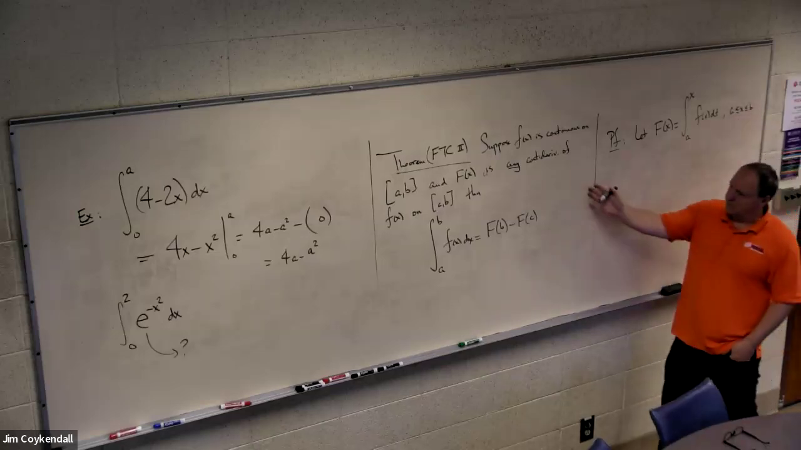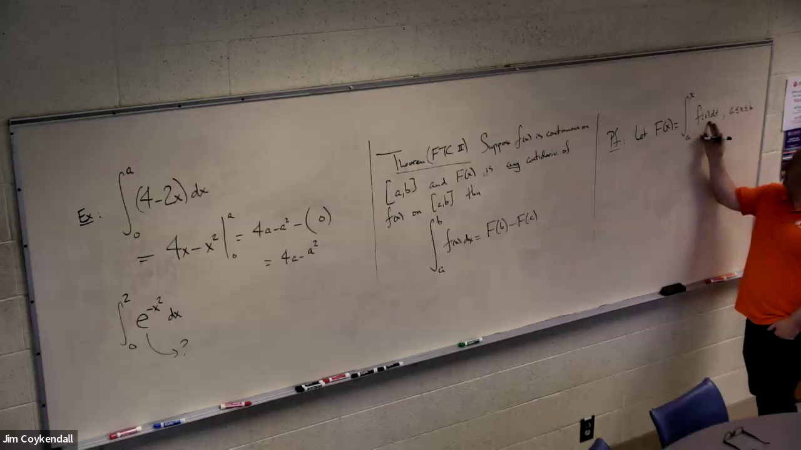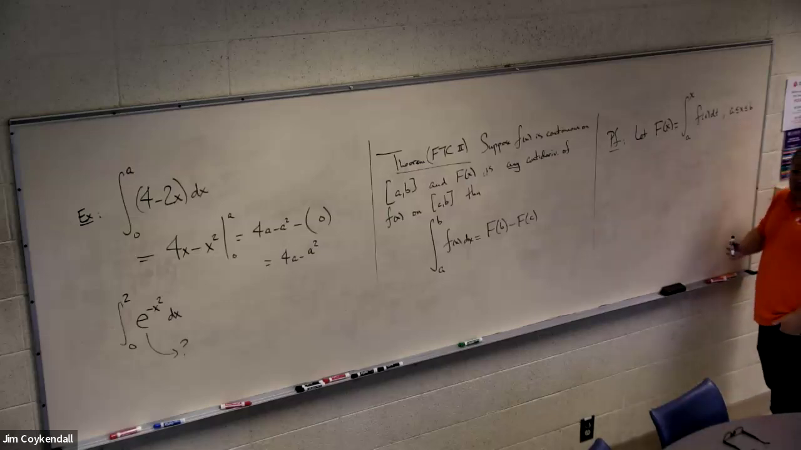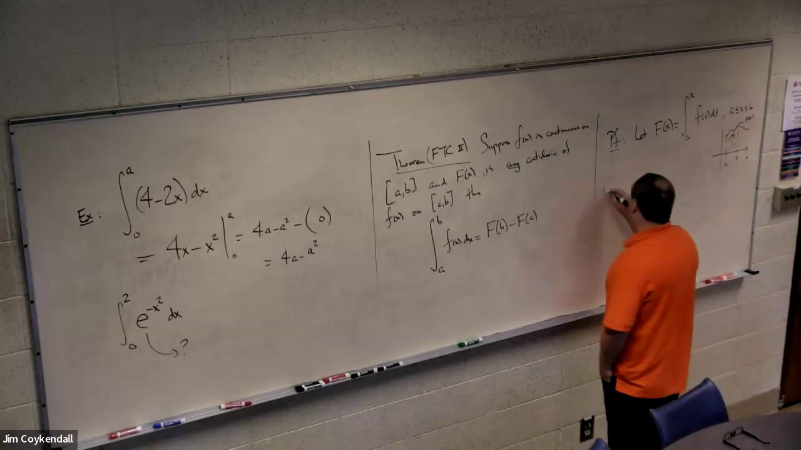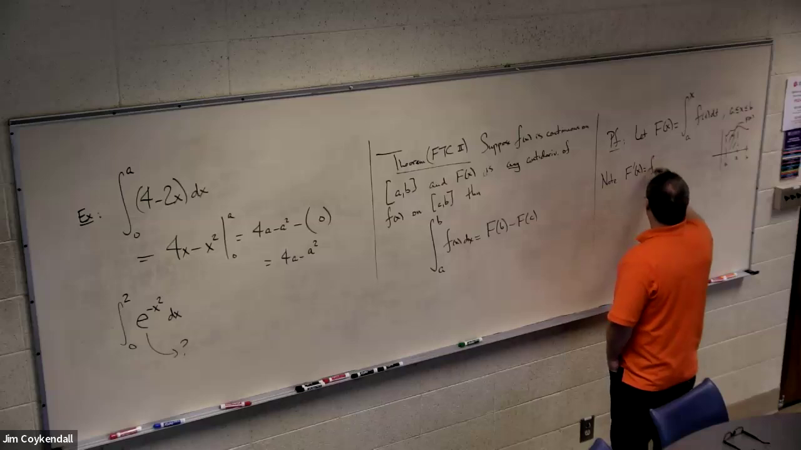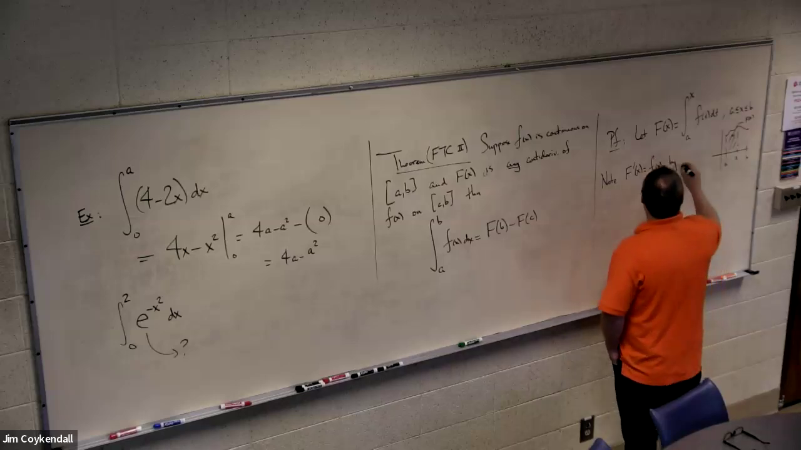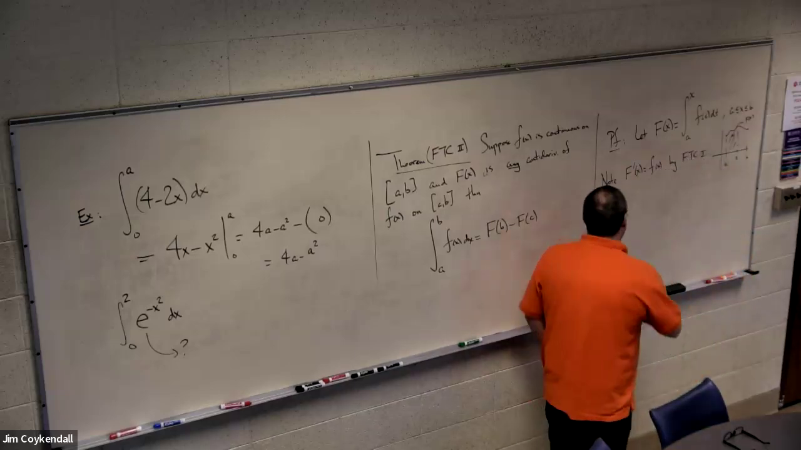Okay, so I'm going to prove that this is true. Let F of x be the integral from a to x of f of t dt. So I'm just drawing my little area function, from a to b. It goes through here, so it's F of x. Note, F prime of x is equal to f of x by the fundamental theorem of calculus part one. So in other words, F is an antiderivative.